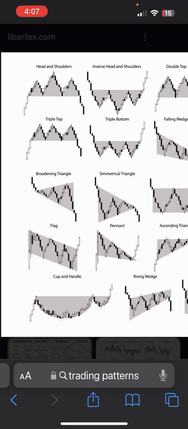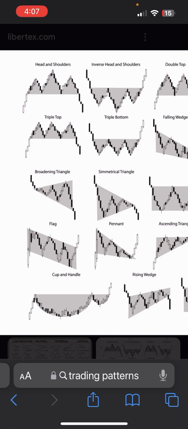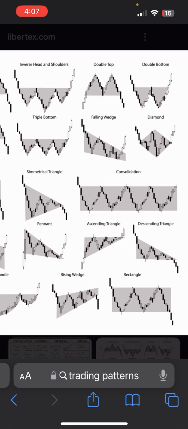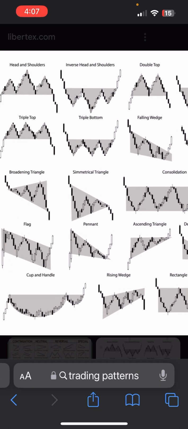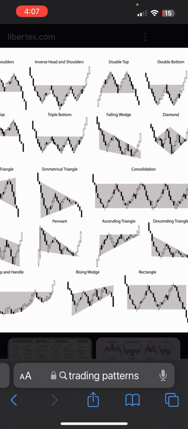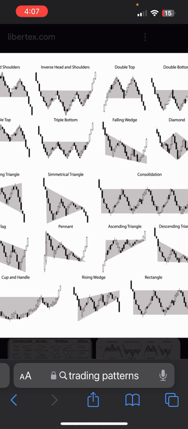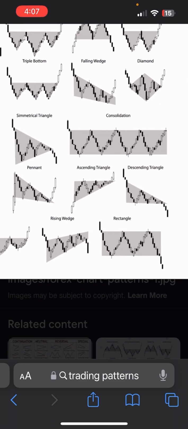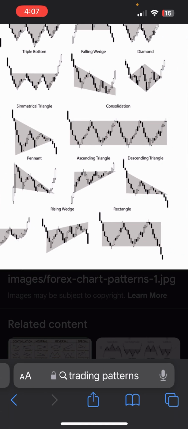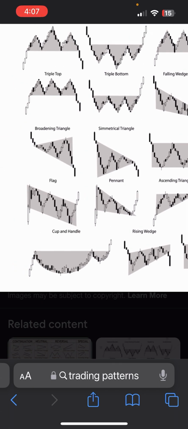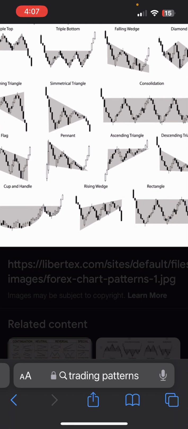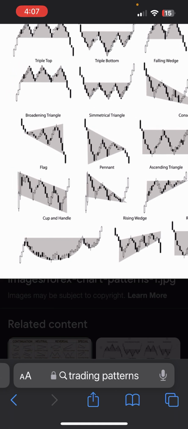Here you can see some of the examples: head and shoulders on top, inverse head and shoulders, double top, double bottom, triple top, triple bottom, falling wedge, diamond, flag, pennant, consolidation. A lot of things, right? But I like to stick with the rising wedge. I like the rising wedge.